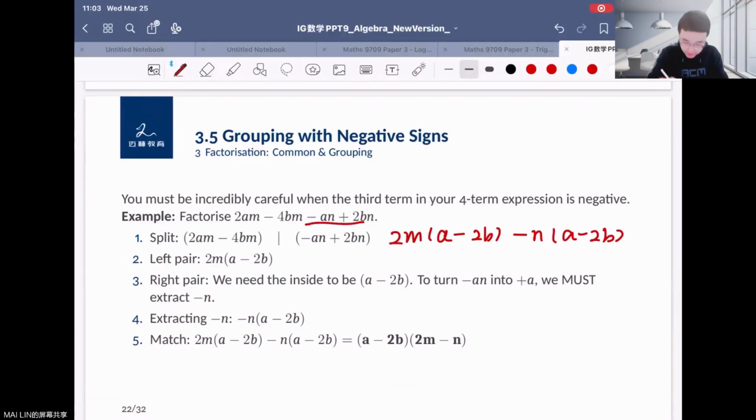Okay, so here is 2m minus n times a minus 2b. That is for this kind of factorization formula, for grouping with negative signs. I believe you have already understood this. Sometimes you first find the common factors. If you cannot find it, just make them into groupings, right?